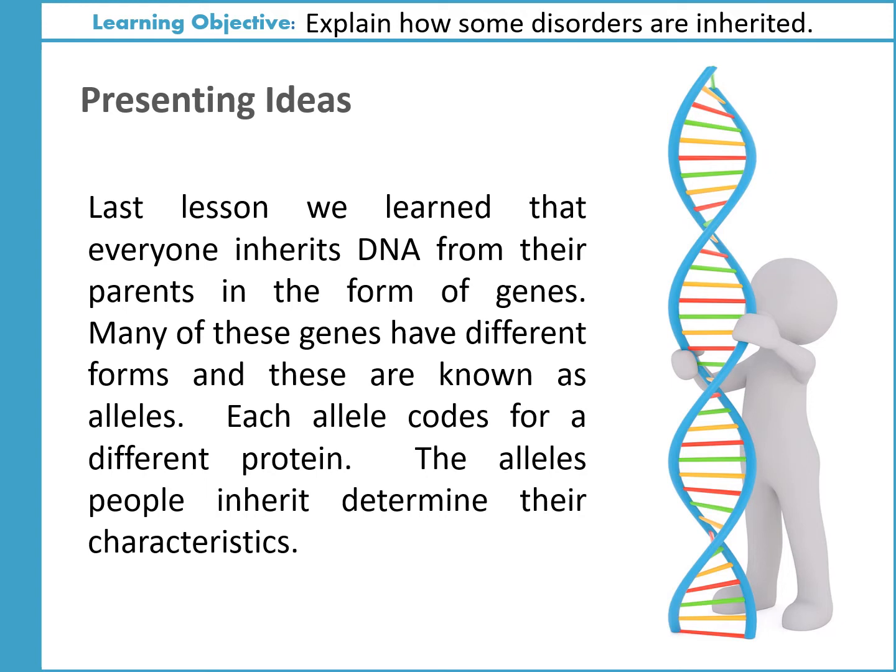Remember, we talked about eye colour. If you have an allele from each parent that gives you blue eye colour, then you will have blue eyes. But if you have one blue, one brown, you will end up with brown eyes.